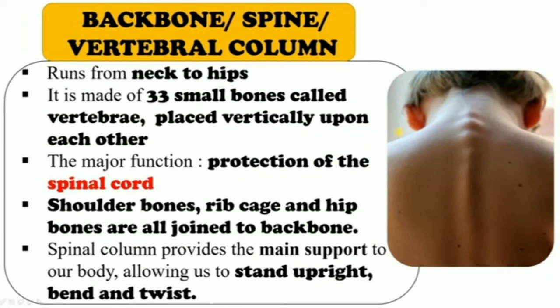The next one is the backbone or vertebral column. It runs from neck to hips. It is made of 33 small bones called vertebrae placed vertically upon each other. The major function is protection of the spinal cord. Shoulder bones, rib cage and hip bones are all joined to the backbone. The spinal column provides the main support to our body, allowing us to stand upright, bend and twist.